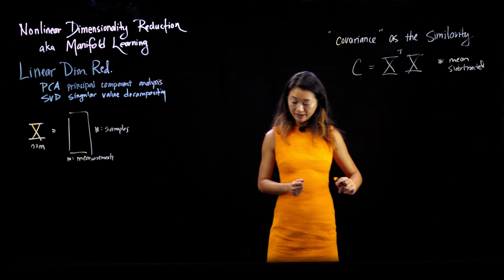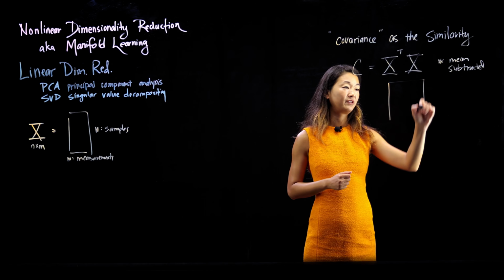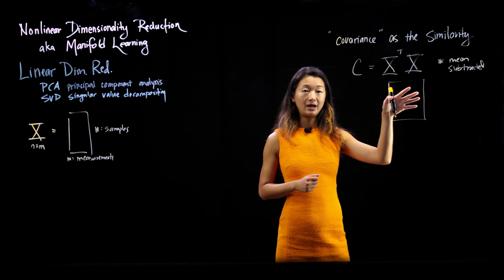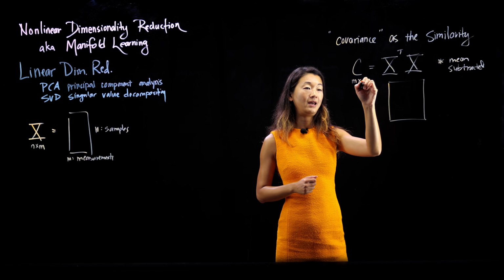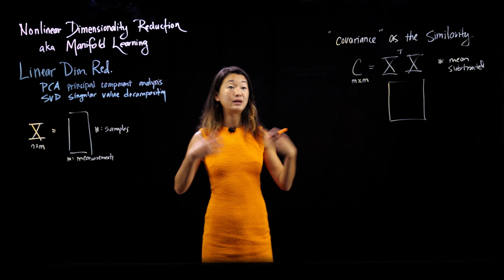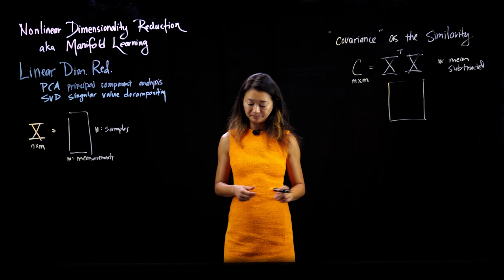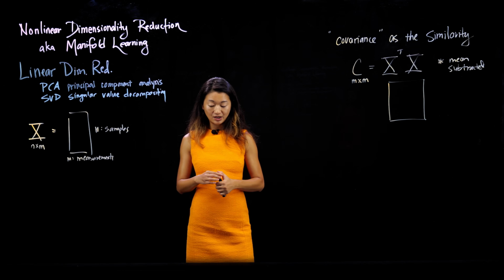Okay? Now, the covariance matrix has some really interesting properties. I'm just going to tell you some of them. One of them is that if you work out the dimensions of the matrices, you'll see that the covariance matrix is an m by m square matrix. And it's also symmetric, and also has this property from linear algebra called semi-definite. And this has really interesting consequences.